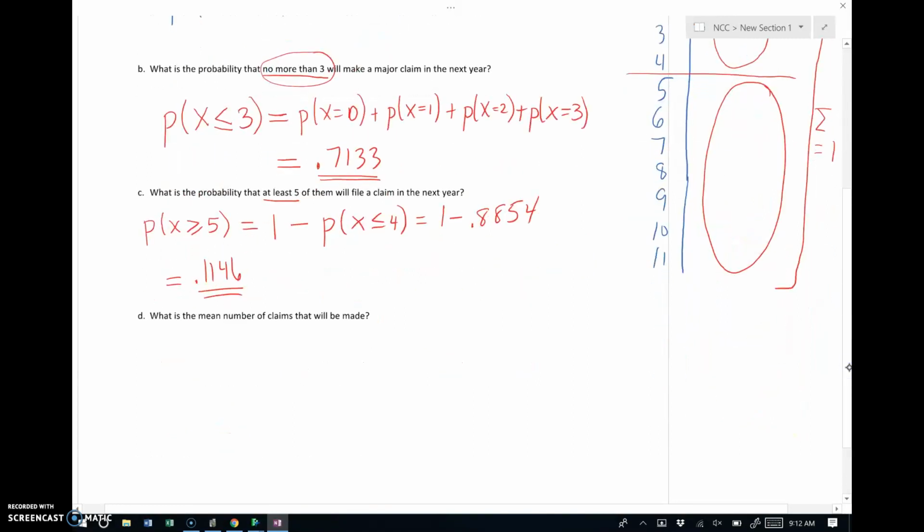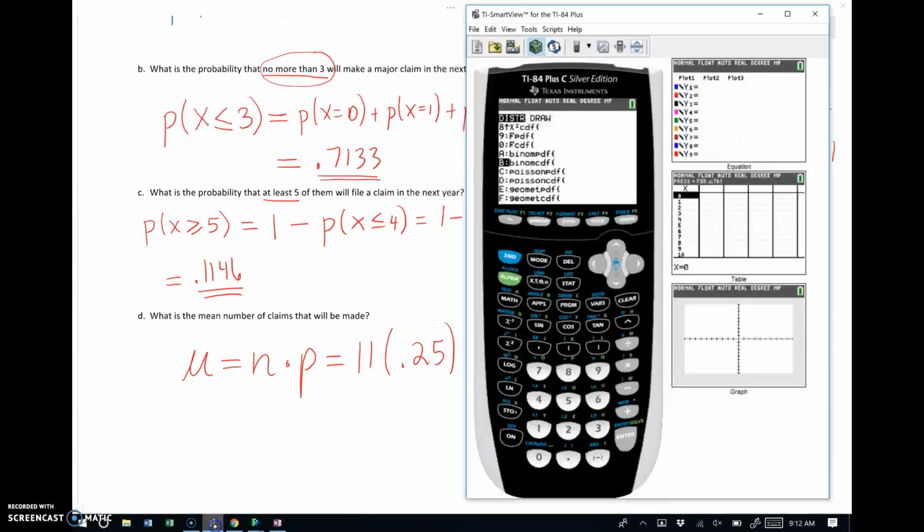All right, finally. What's the mean number of claims? All right, well, that's just a formula. The mean of the binomial distribution is found by taking n and p and multiplying them. N was 11. P in this question was 0.25. So we'll just run to our calculator. 11 times 0.25, which is 2.75.